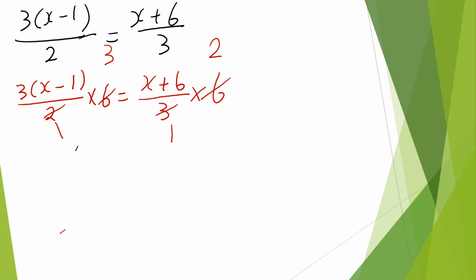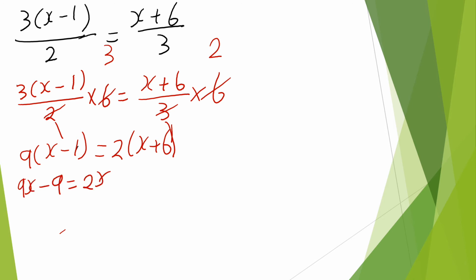Now I'll expand. So 3 times 3 is 9, and 2 times that. Look, I'm expanding in the next step. Don't try to do lots of steps all at once because there could be errors and confusion. You can do lots of steps at once when you get confident. So 9x minus 9, I'm expanding now. And then we'll rearrange.